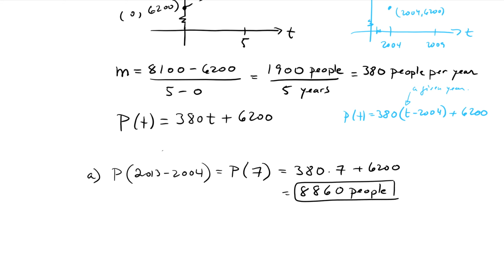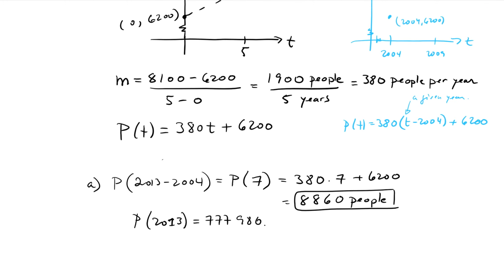Okay. A common mistake, if you're using the number of years that have passed, is to actually use 2013 as your input. And if you do this in my model, you're going to get something really, really large, and you should be able to tell that this doesn't make sense. You can't, by growing by 380 people a year, start with 6,200 individuals and in 7 years get something that's above 700,000. That doesn't make sense.